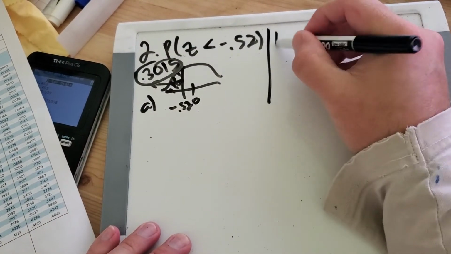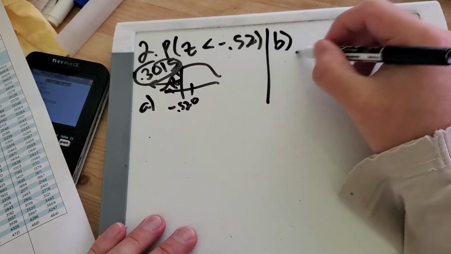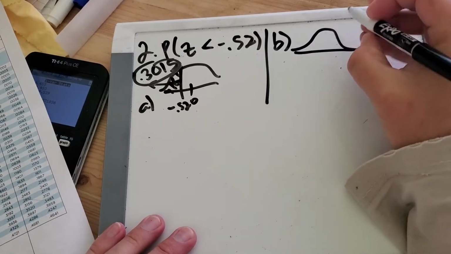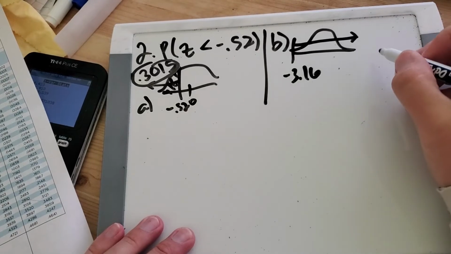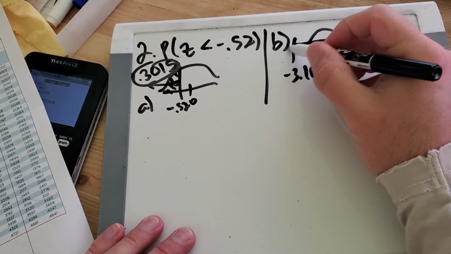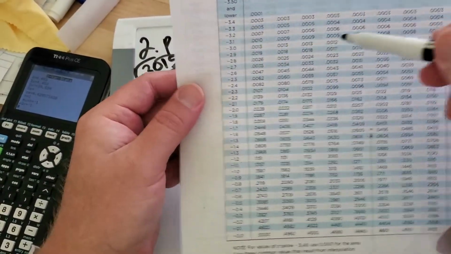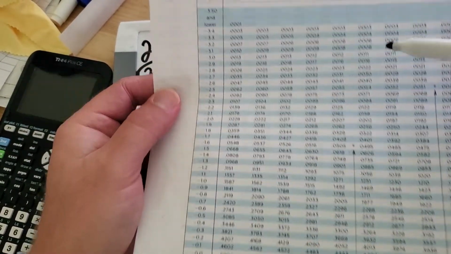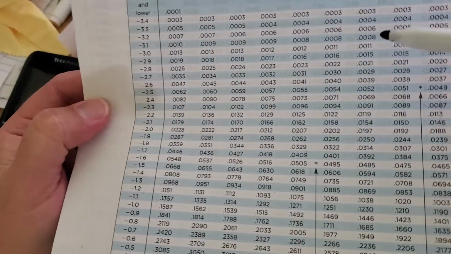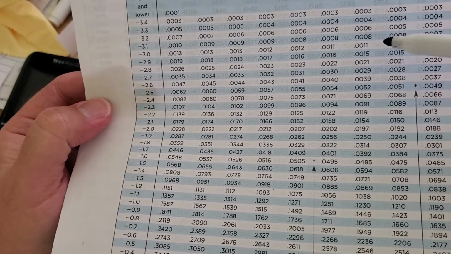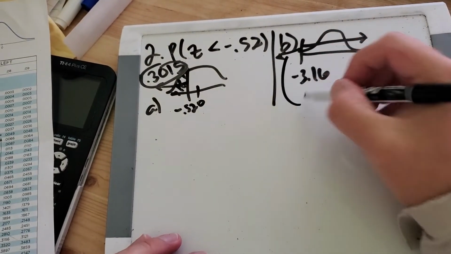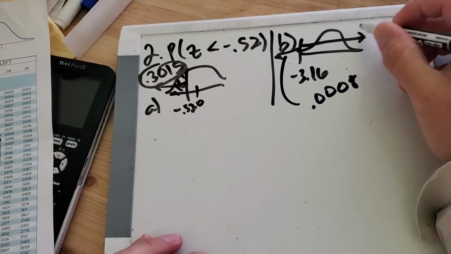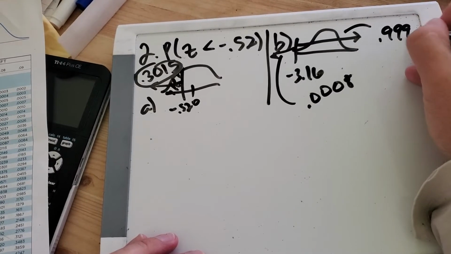Part B says to the right of negative 3.16. So I want this much. If I look up negative 3.16, I'm going to get what's below it. So if I look at negative 3.16, I get 0.0008. So that's what's going to be here. So over here is going to be 1 minus that, 0.9992.